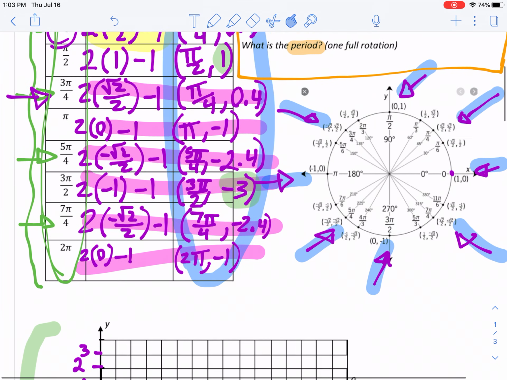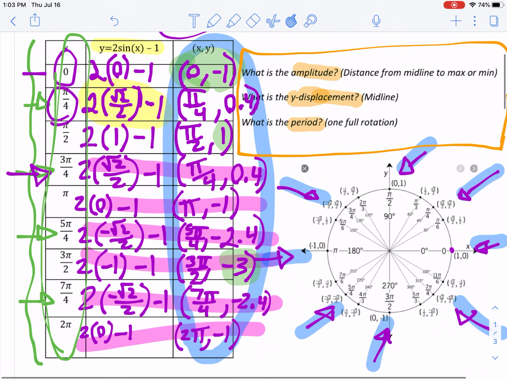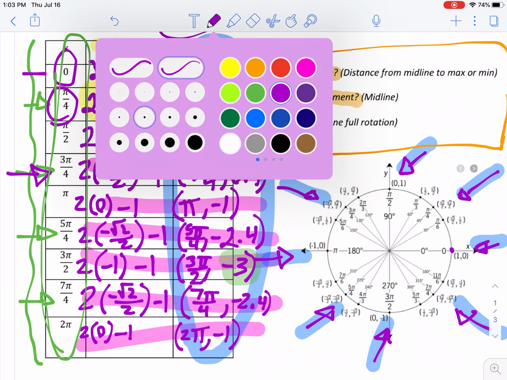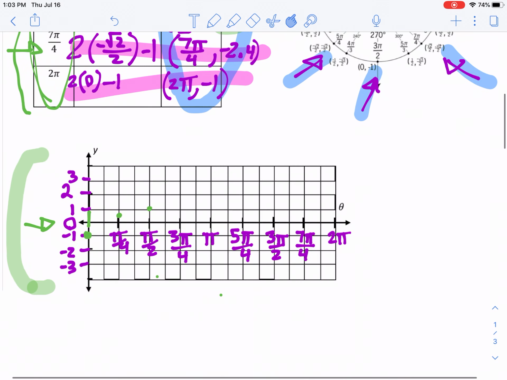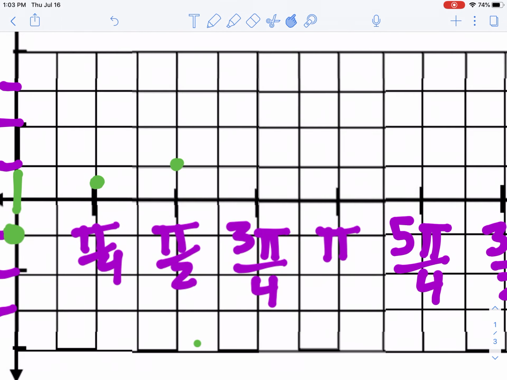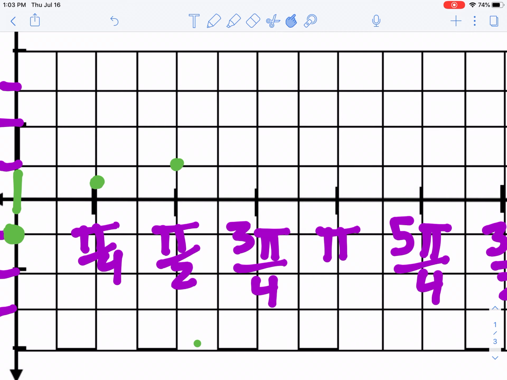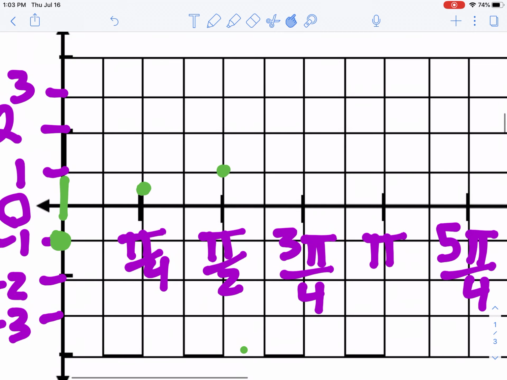Okay, next point. I realized I made a mistake, because right here it should say 3 pi over 4, because look, our angle right here was 3 pi. Okay, so 3 pi over 4, comma, 0.4. So let me change back to green, zoom in. 3 pi over 4, comma, 0.4. We'll say that's about right there, close enough.